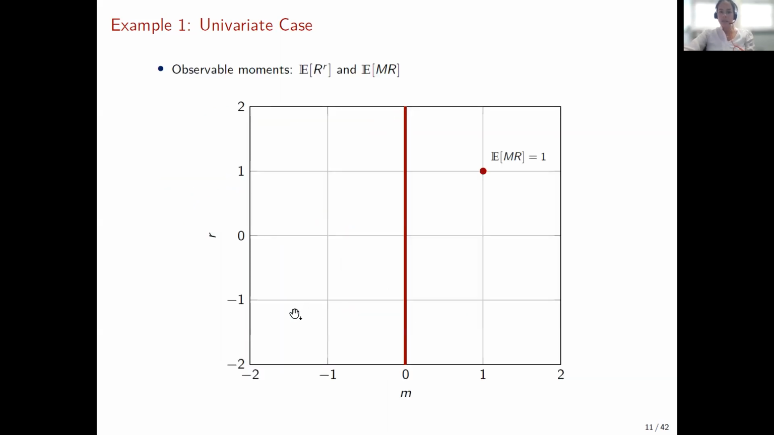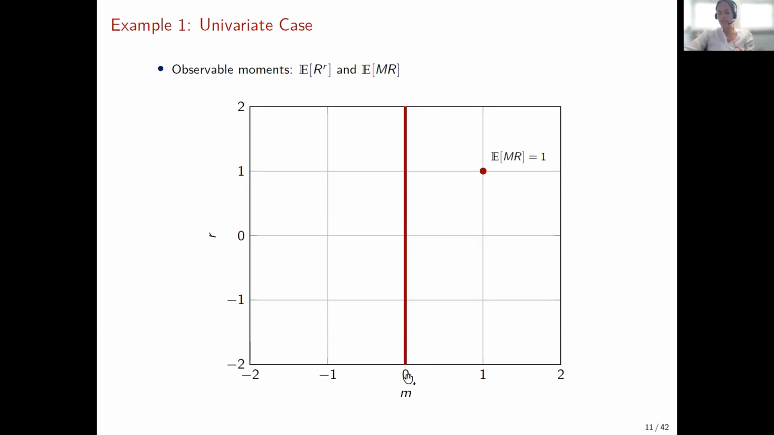So how does that look? Here's just a graphical illustration of what we have in mind. On the x-axis, we have all the powers of the stochastic discount factor m, and on the y-axis, we have all the powers of the return vector r.